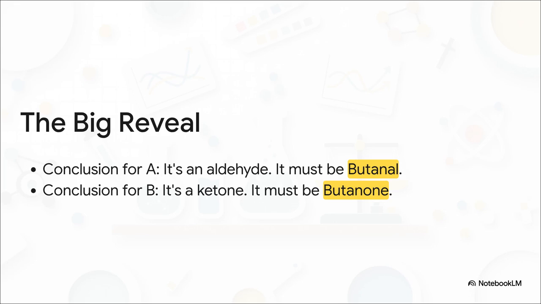And just like that, the case is cracked. Since A reacts with permanganate, it has to be the aldehyde, butanol. And since B doesn't, it must be the ketone, butanone. See? 2 simple tests, and we've solved half the mystery. That's the power of qualitative analysis right there.